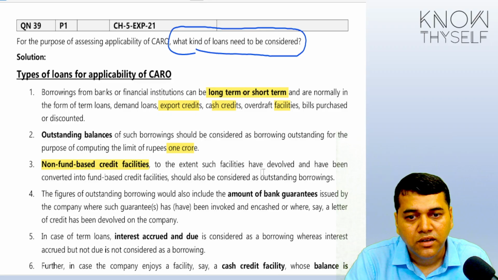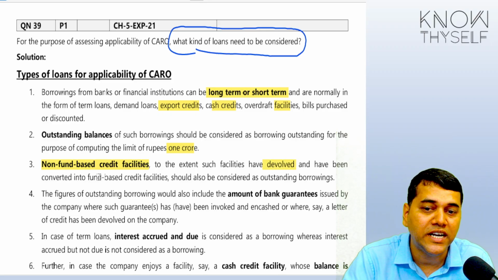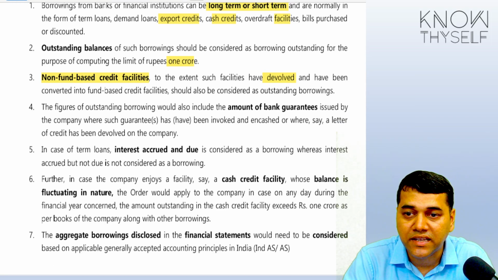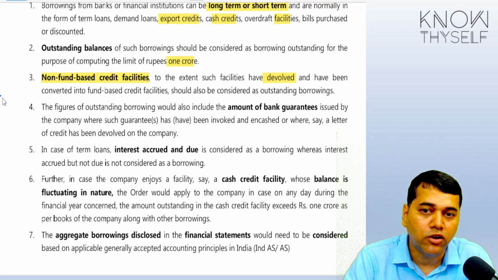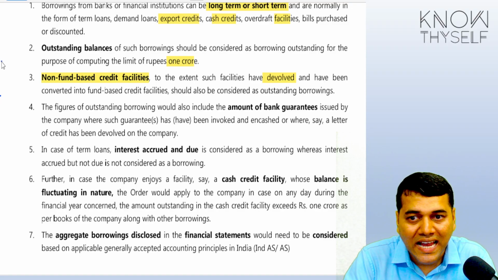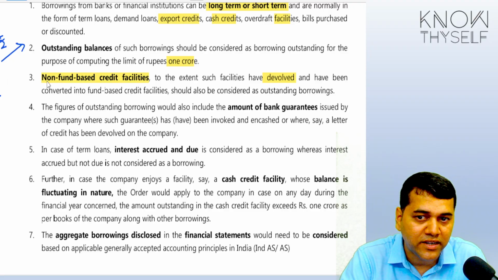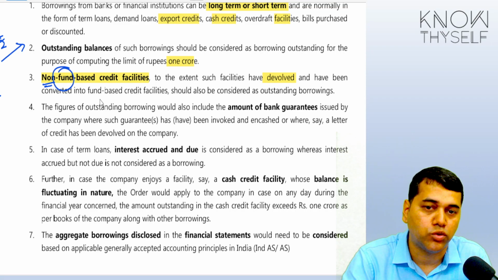Okay, they say to the extent they have devolved. What is this non-funded based credit facility? Like we have got a bank guarantee. We have got LC. Now tell me students, when the bank guarantee or LC is given, will the cash outflow happen from the bank's premise? No. That's why they have said non-funded. That means fund has not gone out.